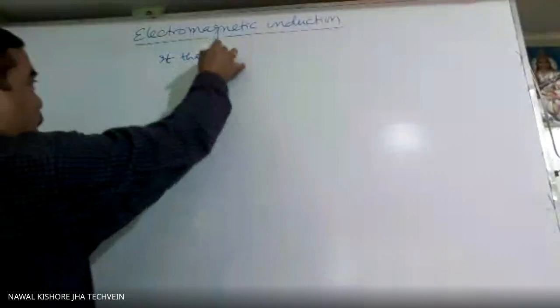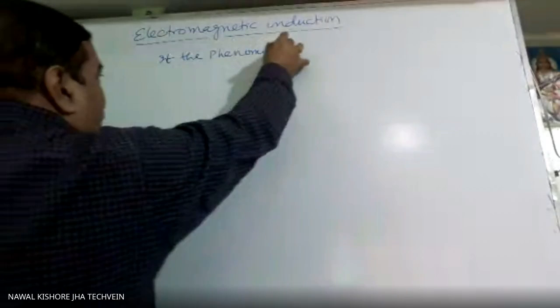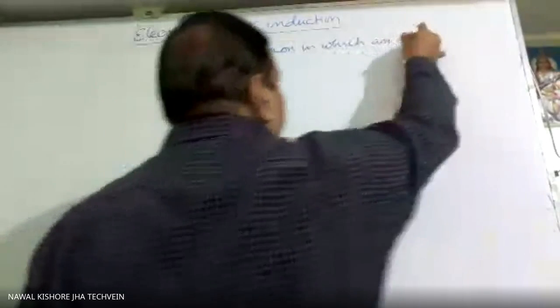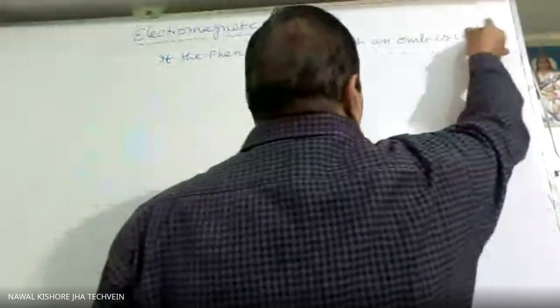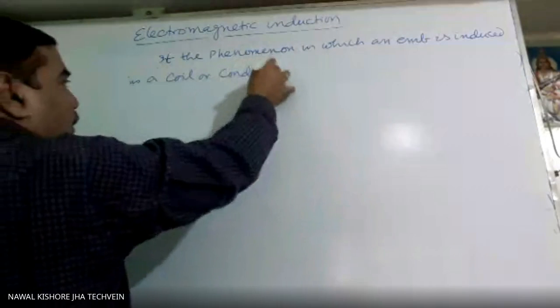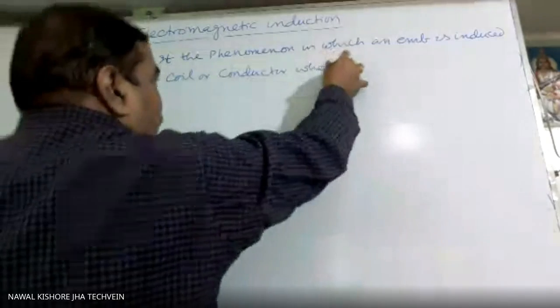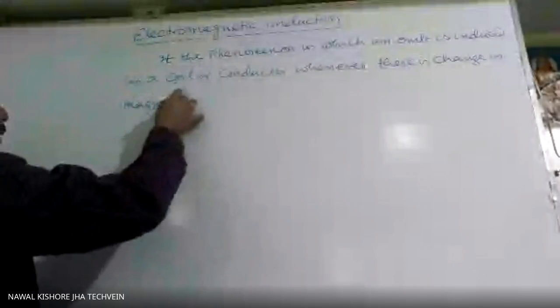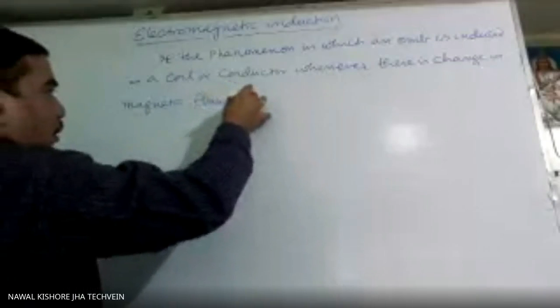So it is the phenomenon in which an EMF is induced in a coil or conductor whenever there is a change in magnetic flux linked to it.